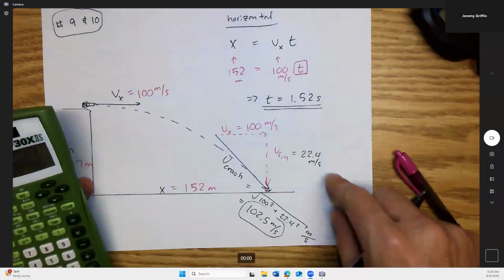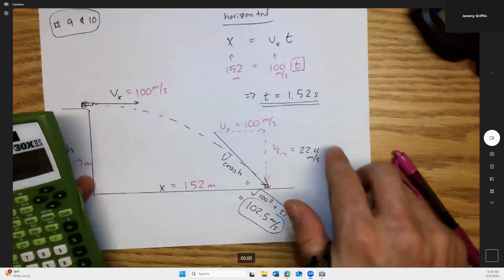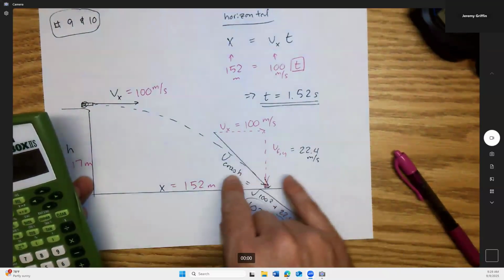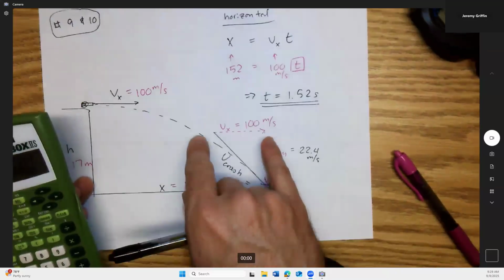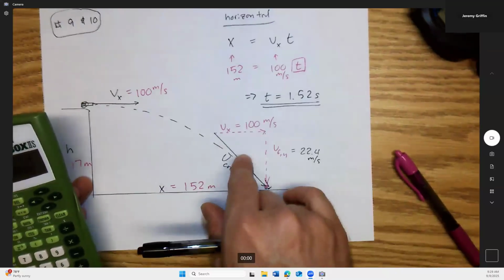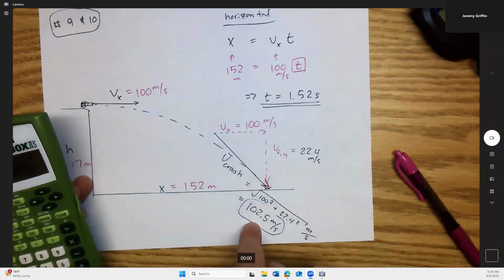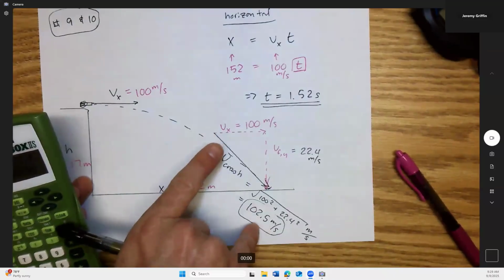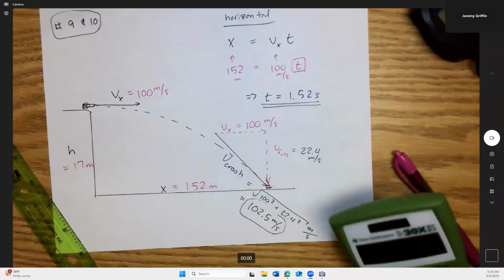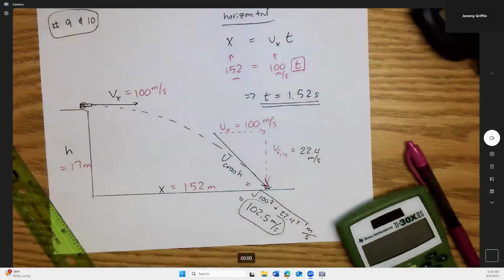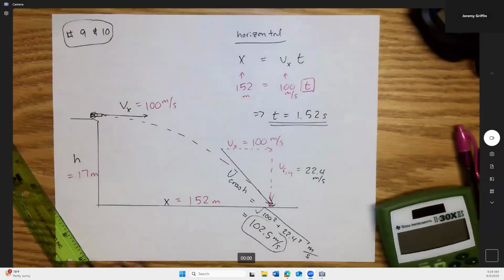You guys know my picture is not to scale. You guys ever notice if you have a right triangle and it's, this would actually be a pretty skinny triangle, wouldn't it? Like 100 compared to 22, that's 5 times the width compared to the height. Okay. So the overall speed, like the hypotenuse, is just a little bit more than the long leg. Yeah. That should be the answer. 102 point something. Yeah, right there. 102 meters per second. Alright, that work out for you guys?